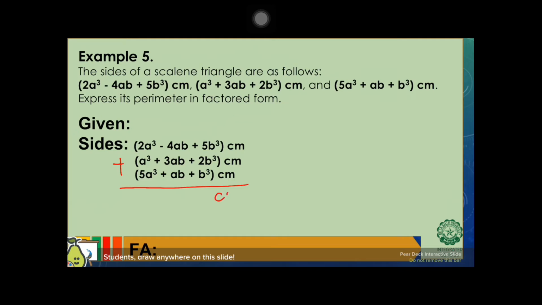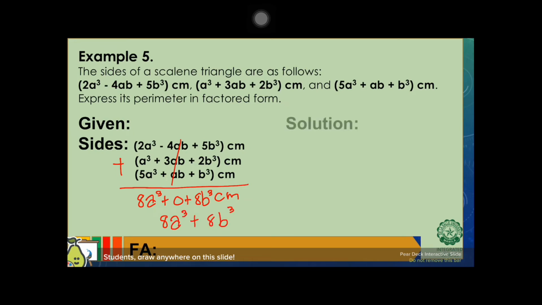Basically, we have centimeters, and we have 5b cubed plus 2b cubed plus b cubed, that would be 8b cubed. Then we have negative 4ab plus 3ab plus ab. You end up having 0 as your answer, or you may simply cancel that one out. And then for the last part, we have 2a cubed plus a cubed plus 5a cubed, which is 8a cubed. So our perimeter, if you add all the sides, is 8a cubed plus 8b cubed.